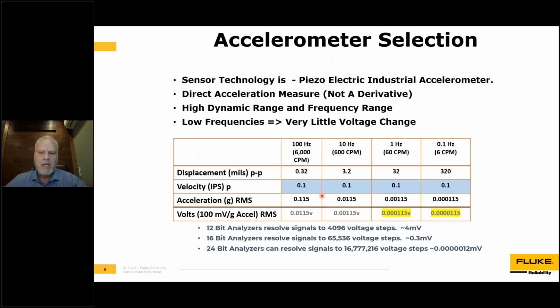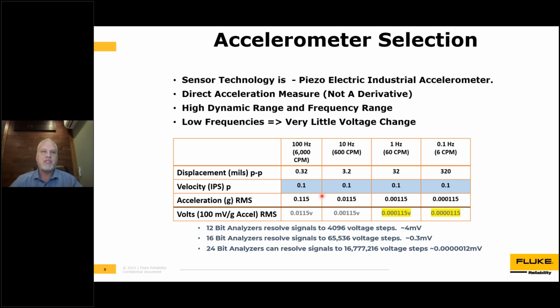Now, accelerometer selection, the other factor that I talked about is the very low signal that you're going to get out of an accelerometer at low frequency. And again, when we're talking accelerometer, it's a direct acceleration measure. It's not a derivative. So it's got a very high dynamic range and frequency range, an accelerometer does, but at the same time, it has a very low voltage output at low frequency.